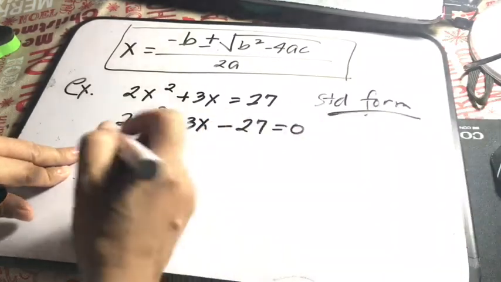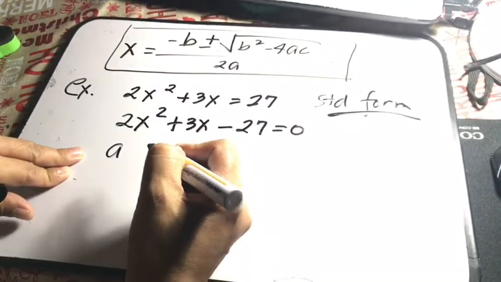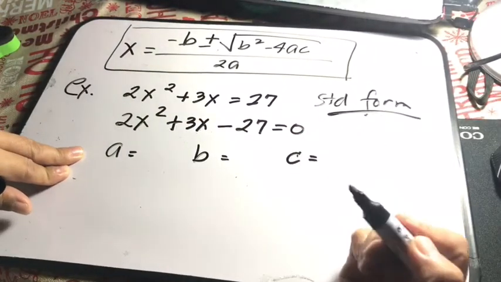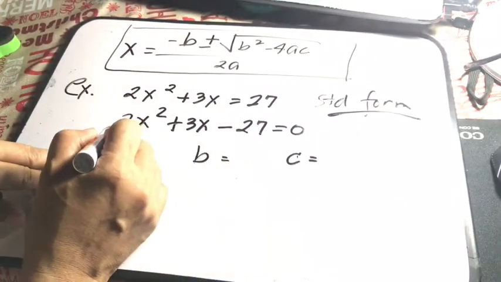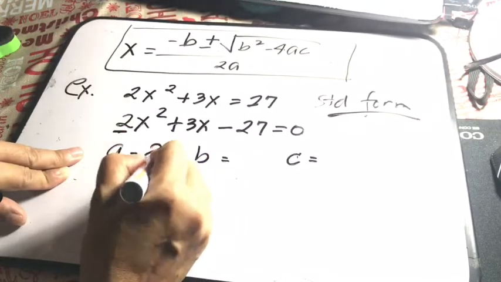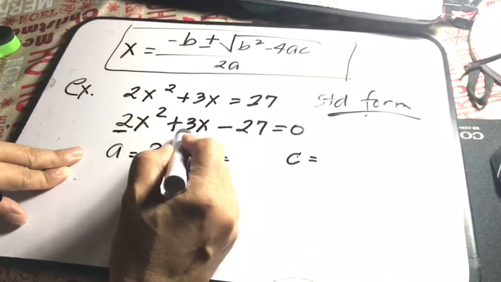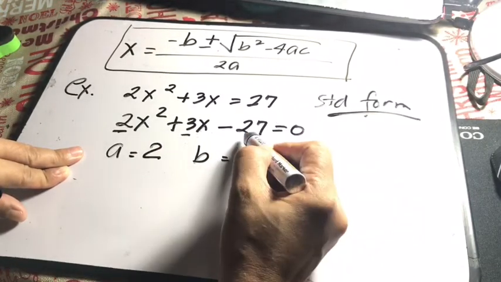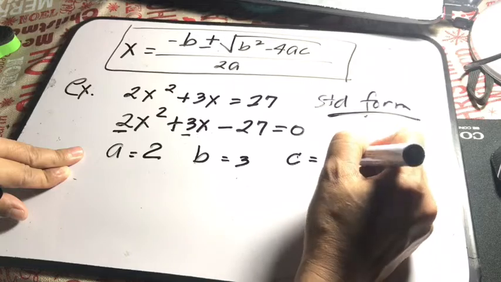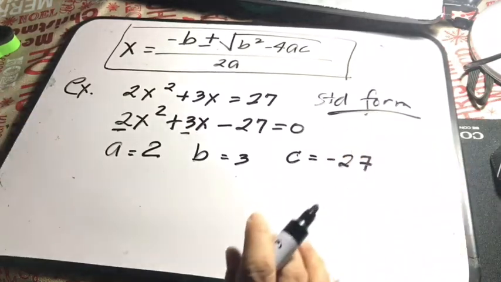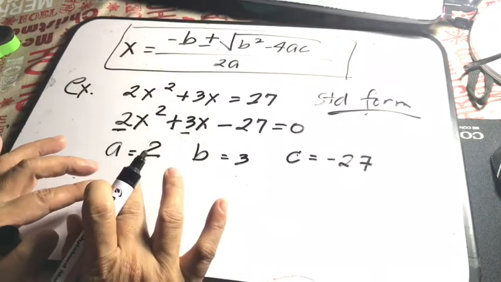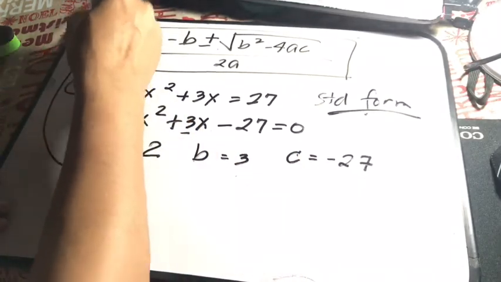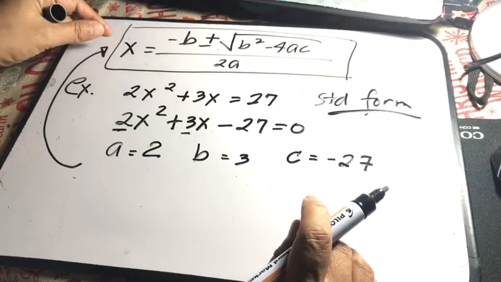So we are now ready to identify the value of a, the value of b, and the value of c. What is the value of a? We have positive 2. What is the value of b? We have positive 3. And what is the value of c? This is equal to negative 27. After determining the values of a, b, and c, now we are ready to substitute that in the quadratic formula.